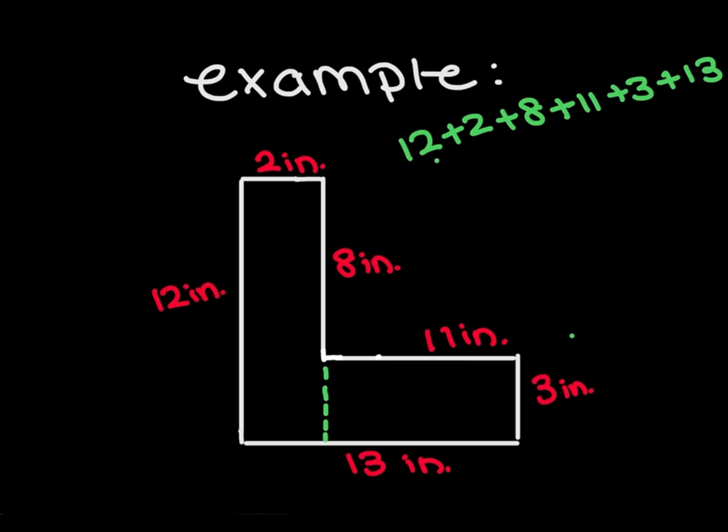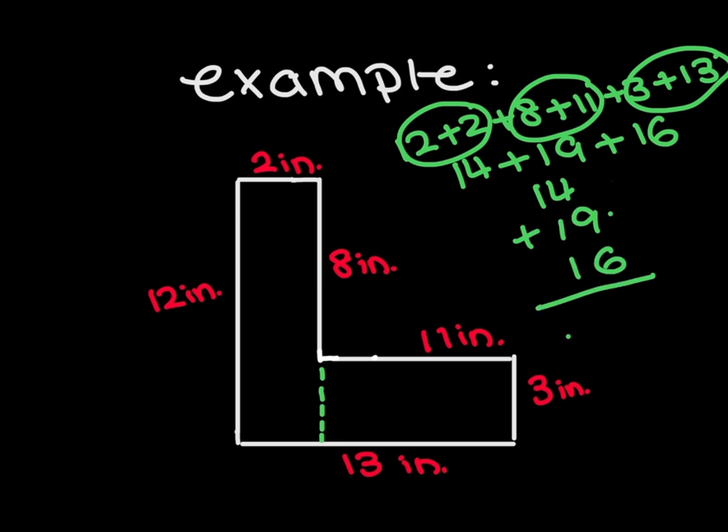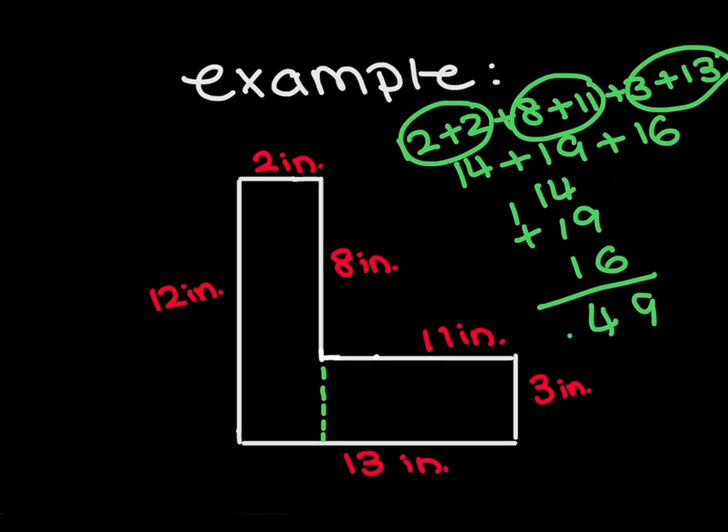So 12 plus 2 gets you 14. 8 plus 11 gets you 19. 3 plus 13 gets you 16. And I just did it like this to make it easier. And then we add these three values together. 14 plus 19 plus 16. 4 plus 9 gets you 13. 13 plus 6 gets you 19. 4 ones is 4, obviously. So we know that the perimeter is 49 inches.